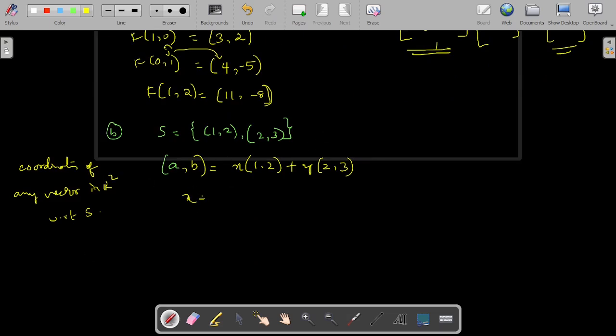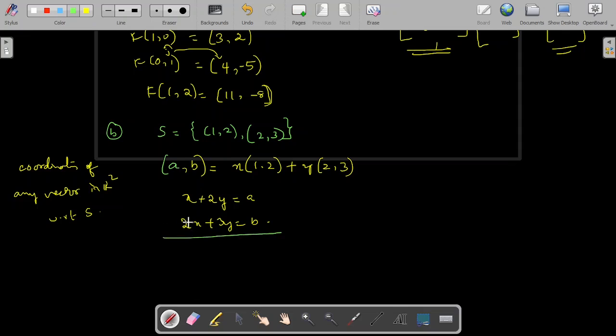So this gives you the system x plus 2y equal to a and 2x plus 3y equal to b. I have made a separate video on matrix of linear transformation where I had explained the theory, how the coordinate system changes when you change the basis. You watch that video to get the intuition behind matrix of linear transformation.